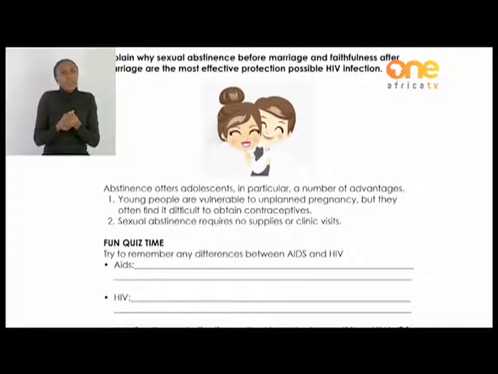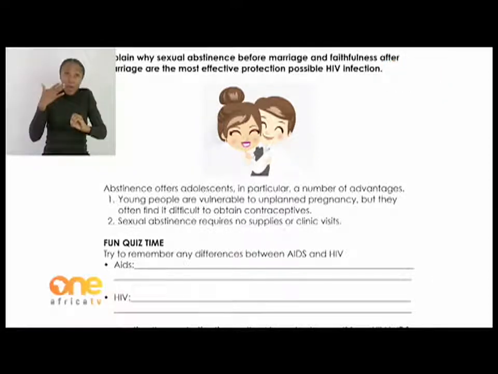Explain why sexual abstinence before marriage and faithfulness after marriage are the most effective protection possible for HIV infection. Abstinence offers adolescents in particular a number of advantages. When you abstain from sex, it means you stay away completely from sex. What are the advantages that we have there?